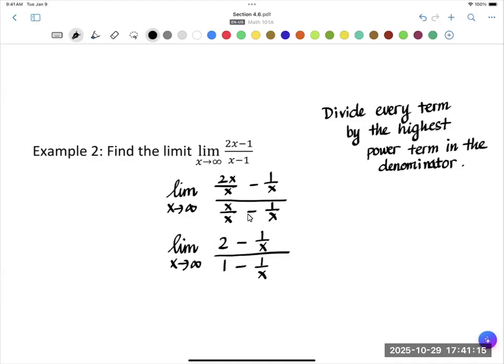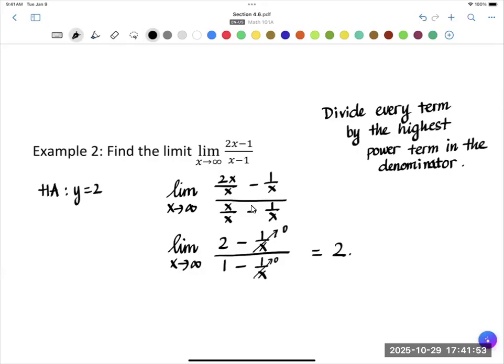Now why do we want to do this? You can now see clearly that when x approaches infinity, this term right here approaches 0. When x approaches infinity, this one is also approaching 0. So we have 0, 0, and the only constant left when x approaches infinity is 2. So the limit as x approaches infinity of this function is equal to 2, and we can say the horizontal asymptote is y equals 2.